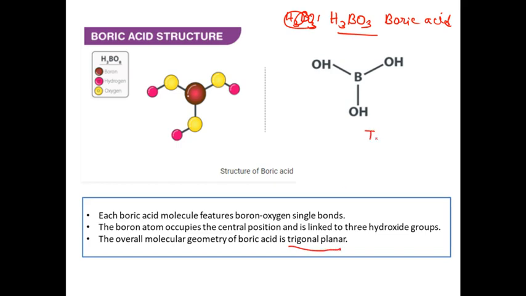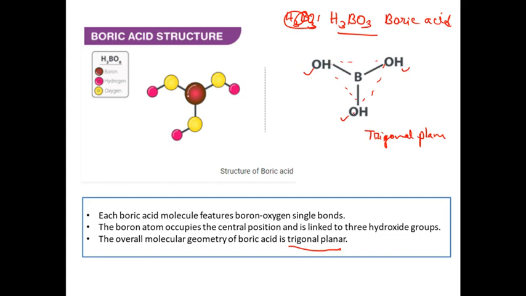Boric acid is a trigonal planar. It is somehow like a trigonal planar structure, right? So this is a trigonal planar. It has three hydroxide groups, OH groups, 3 OH groups.